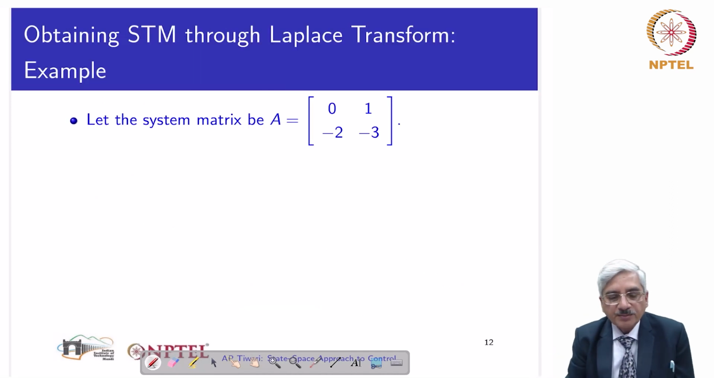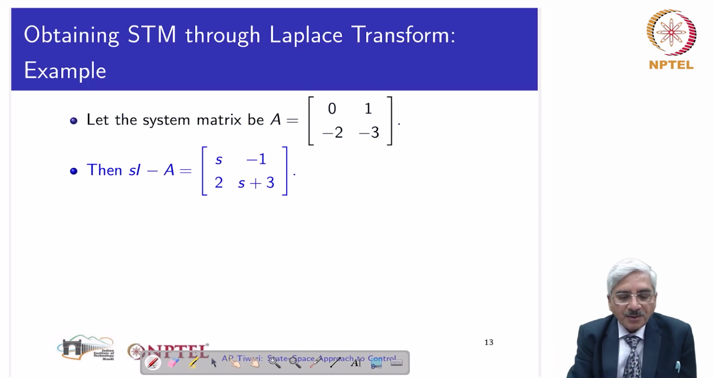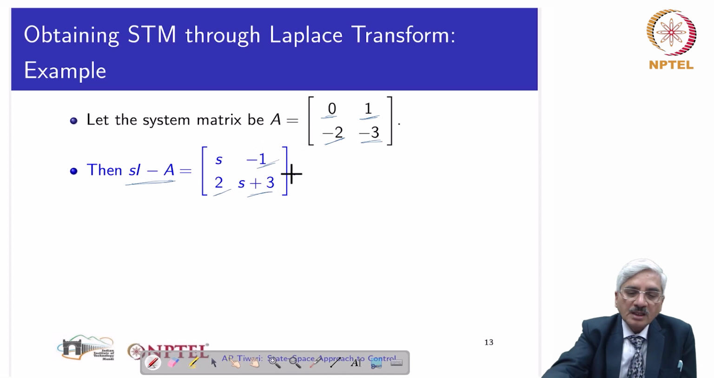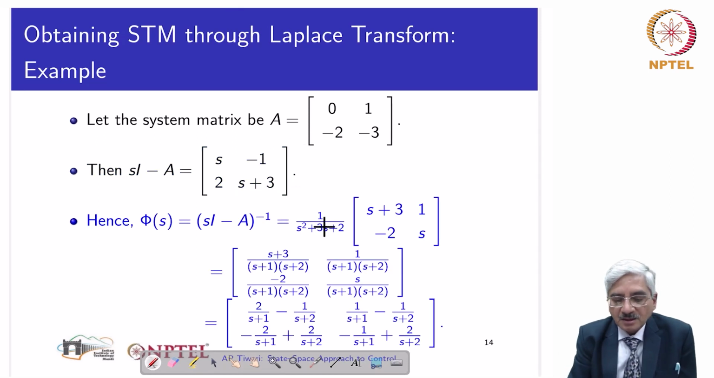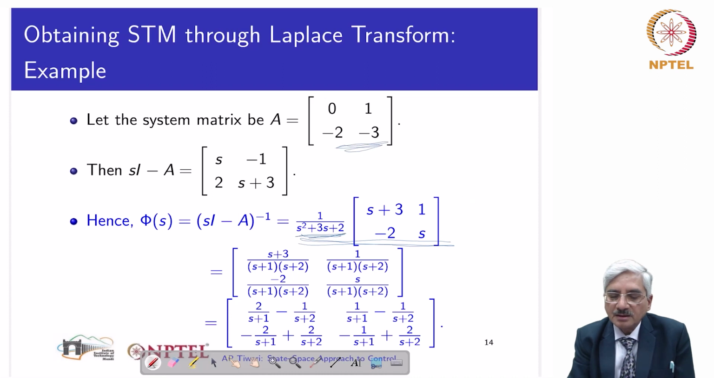So for an example, we consider A to be [0, 1; -2, -3], and in that case sI minus A will be s minus 0, which is s, and this minus 1, and this minus minus 2 becomes 2 after subtracting, and this gives s plus 3. So sI minus A gives [s, -1; 2, s+3], and its inverse is obtained as this, where this is the determinant, s squared plus 3s plus 2. In this case also it is the characteristic polynomial.